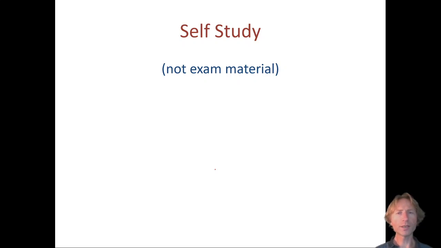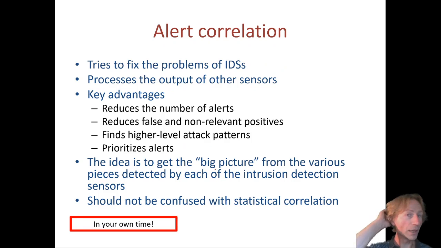So the final slides in this set of lecture slides on network protection is not exam material. It's meant for self-study. So you learn more about how this use of intrusion detection systems actually occurs in practice. And it's all about alert correlation. So what you're trying to do is fix the problems of intrusion detection systems by making use of the information that is produced by different intrusion detection systems, multiple intrusion detection systems that are deployed. Some of them might be in the host, some of them might be in the network, and so on. And because of that, you can reduce the number of alerts, you can reduce the number of false positives and the number of non-relevant positives.